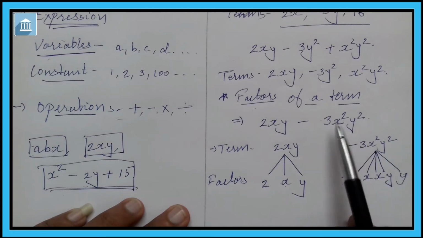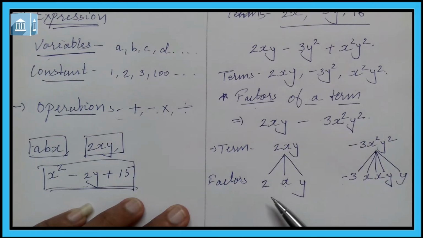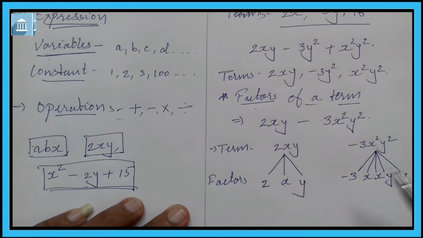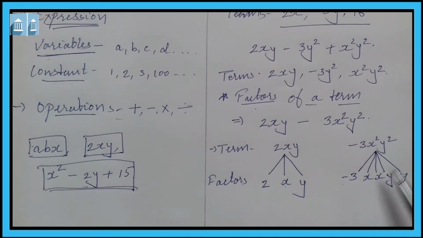From an expression, first we have to find the terms, and then we have to find the factors of each term. The factors of 2xy are 2, x, y. Then for minus 3x square y square, the factors are minus 3, then x square is x into x, that is x and x, and y square is y into y, that is y and y. So the factors are 2, x, y for this term and minus 3, x, x, y, and y for the other term.